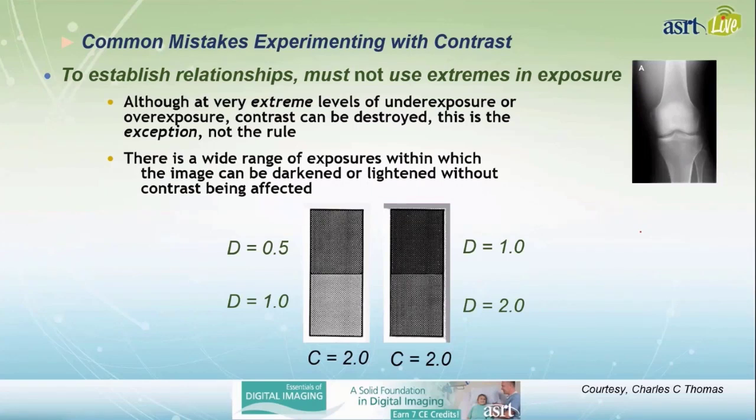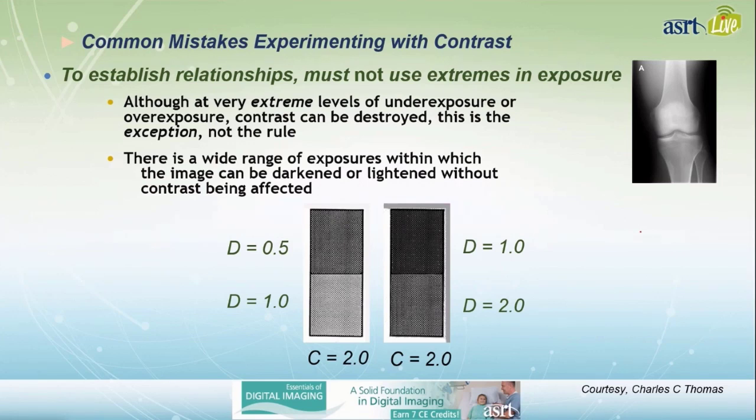Another common mistake in experimenting with contrast is to base your conclusions on extremes in exposure. Now, if you look at this image down at the bottom, these two bar images, we have a density on the left of a 0.5 and a density below that of 1.0. By the way, those are flipped upside down, right? I got those upside down. So flip those numbers vertically if you would.